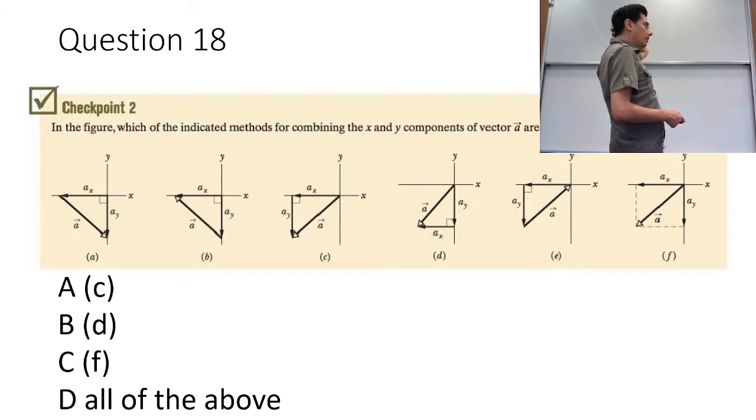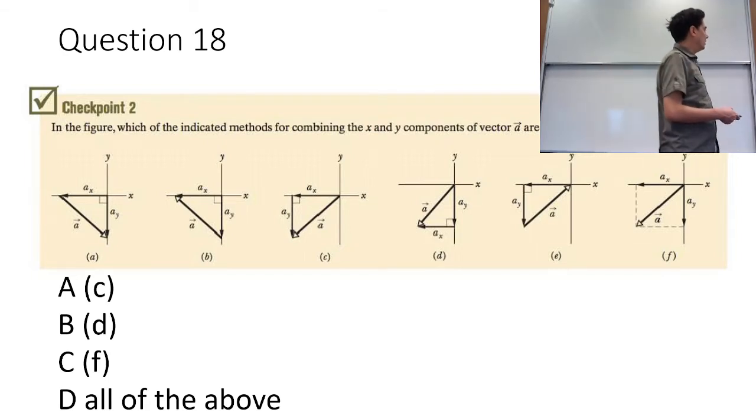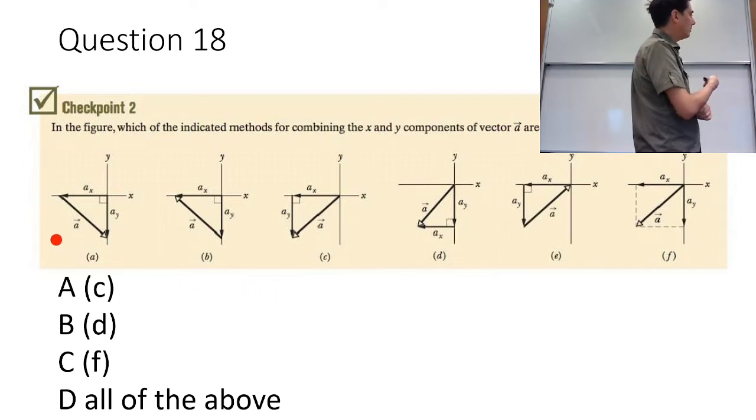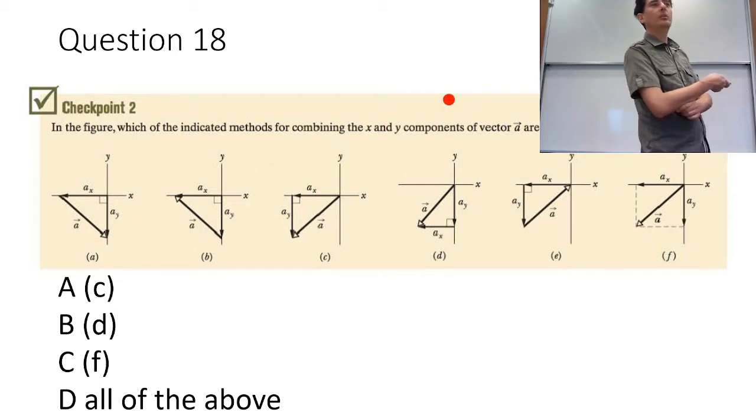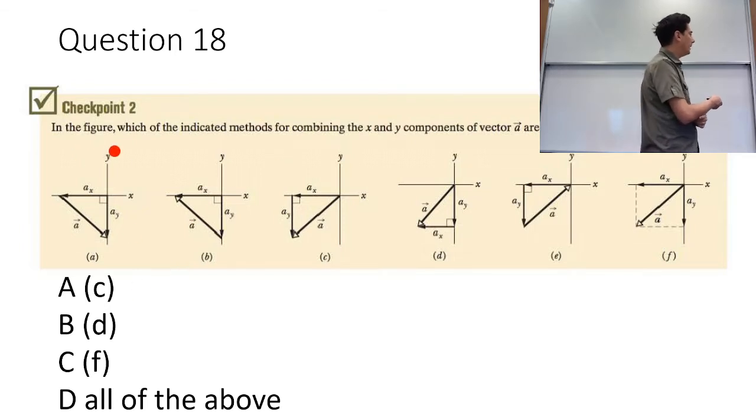Okay, so let's just do this question. In this set of figures, which of the indicated methods for combining the x and y components of the vector A are proper to determine that vector? So basically what we want to do is just look at each of these figures. I made it a multiple choice, but how about we just go through each one and collectively say whether it's correct or incorrect. So in this figure, is this resolution of the vector correct?